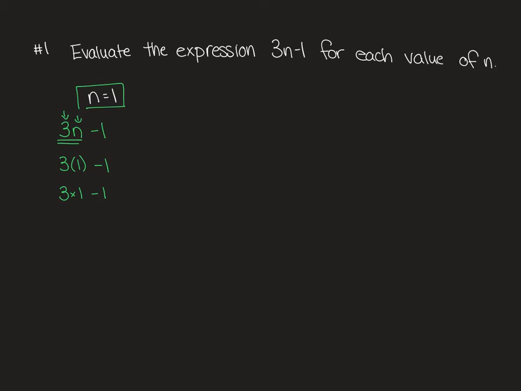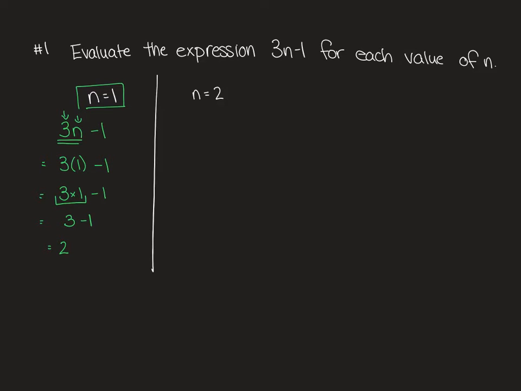Now if we remember our order of operations, brackets, exponents, multiplication, and division, we need to do our multiplication first. So first we would say 3 times 1 equals 3, and then we continue writing the rest of our equation, and then 3 minus 1 equals 2. So your work should be written vertically like this, and you have your final answer at the bottom. So n equals 1 gives 2.